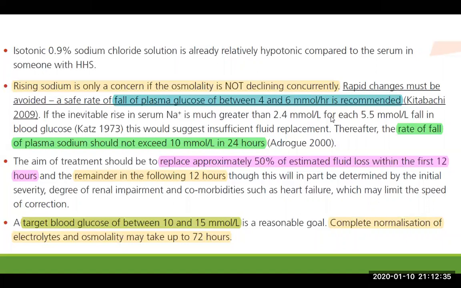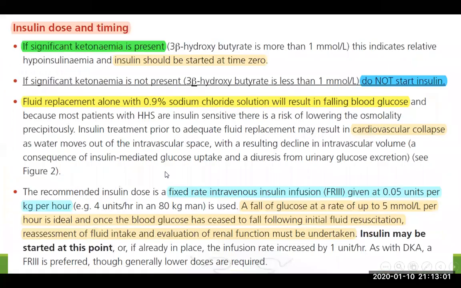The aim of treatment should be to replace approximately one half of the estimated fluid deficit within the first 12 hours, and the remainder in the following 12 hours. A target blood glucose is between 10 to 15 millimole per liter. Complete normalization of electrolytes and osmolarity may take 3 days in a case of hyperosmolar state.